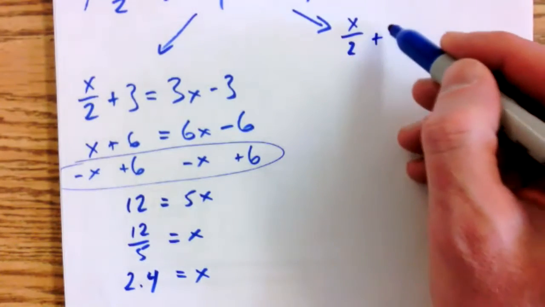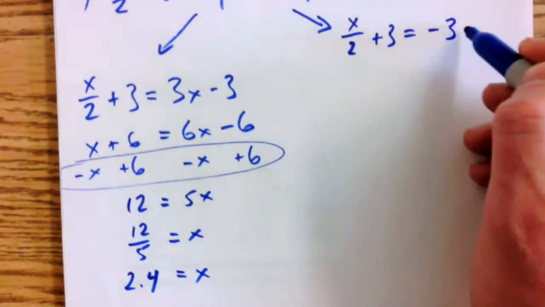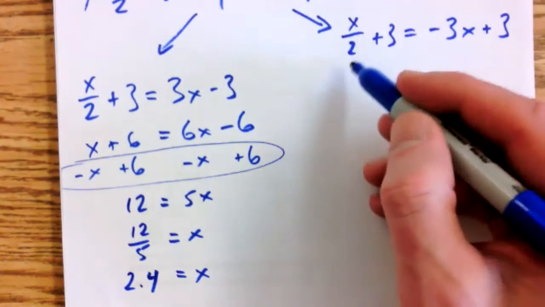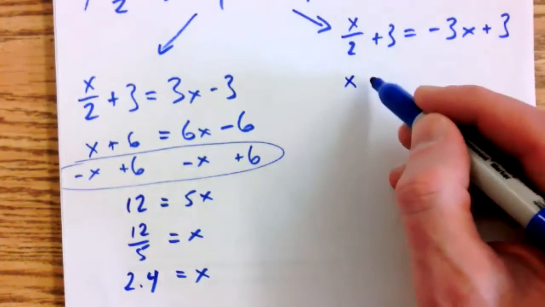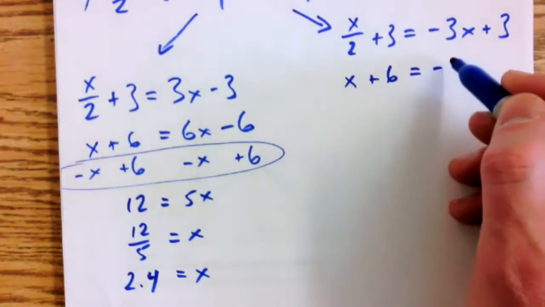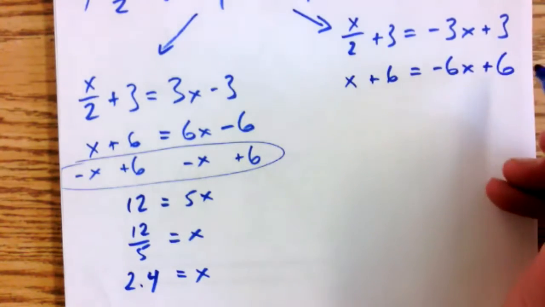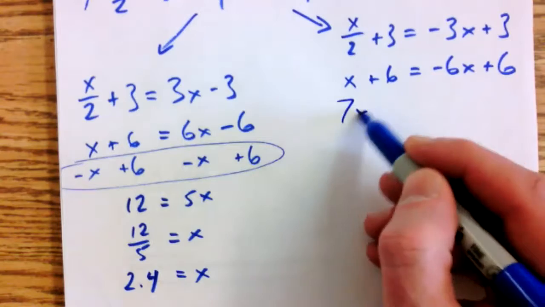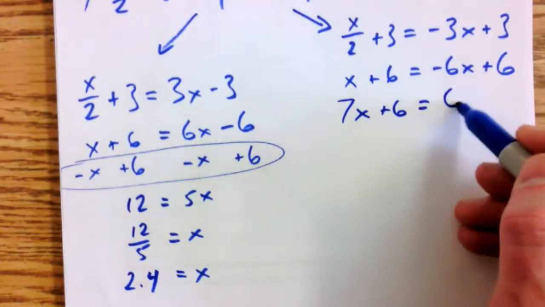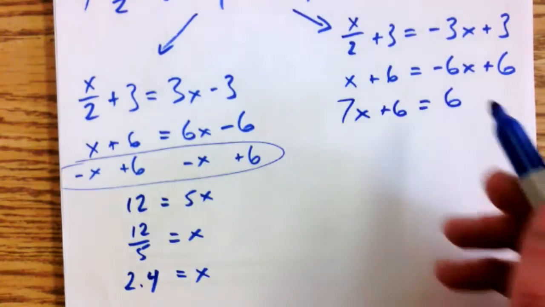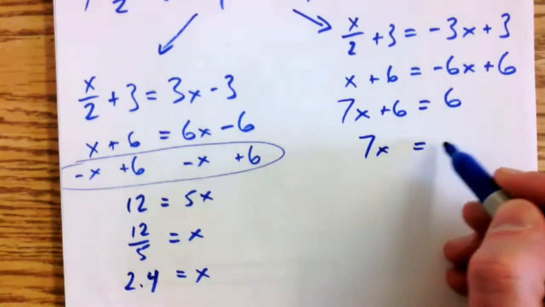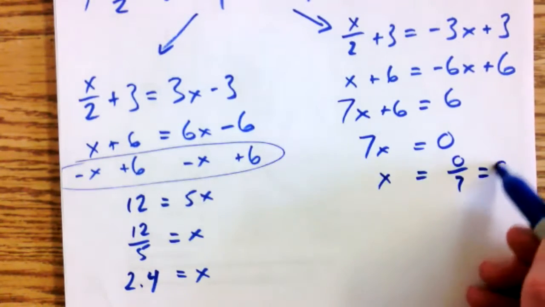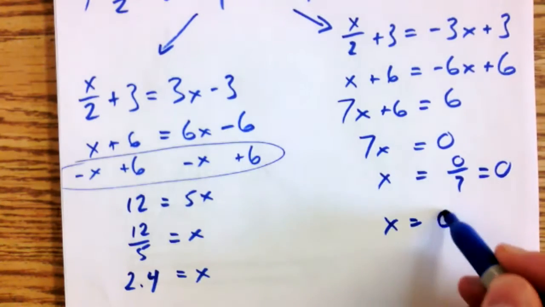So now I'm going to do it again, except we're introducing a negative sign. x over 2 plus 3 equals negative 3x plus 3. Multiply everything by 2 again, so I can get rid of that fraction because I don't want to deal with that. x plus 6 equals negative 6x plus 6. I am going to add 6x to both sides, so it's 7x plus 6 equals 6. And then I'm going to subtract 6 from both sides, so it's going to be 7x equals 0. x equals 0 over 7, which equals 0. So we have 2 answers.